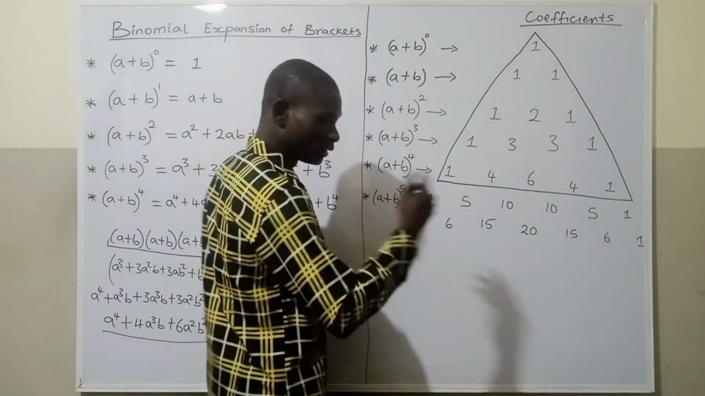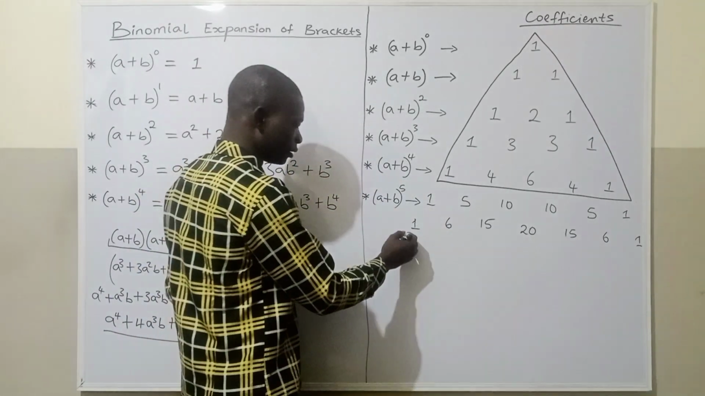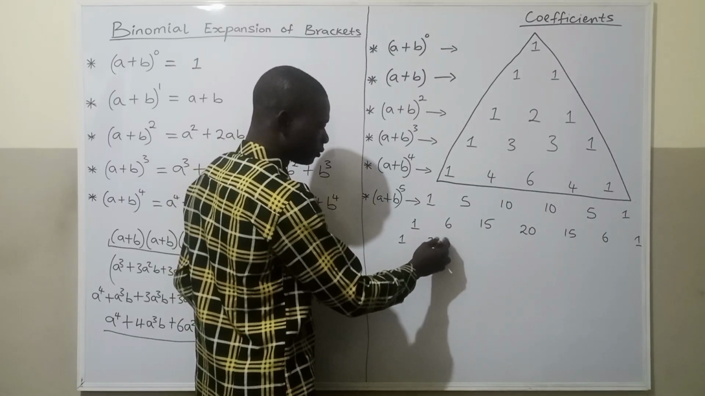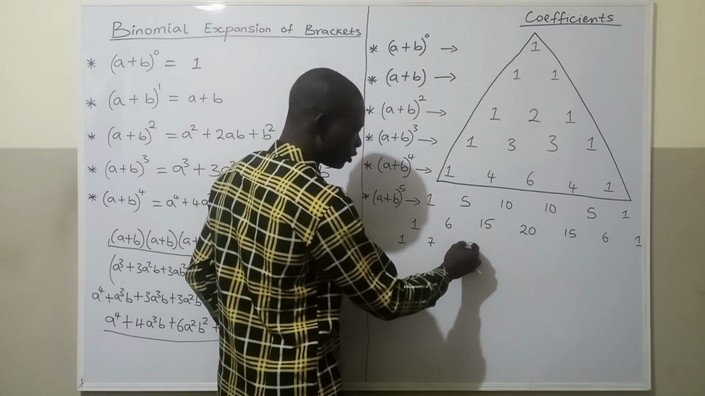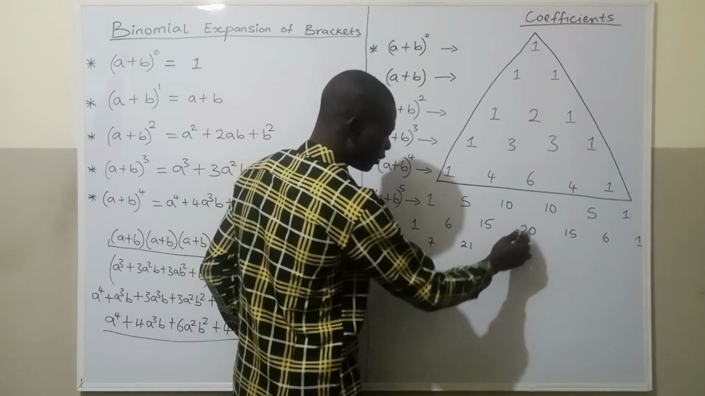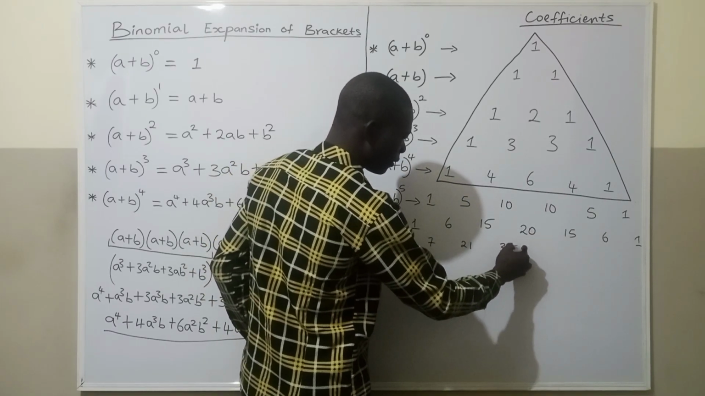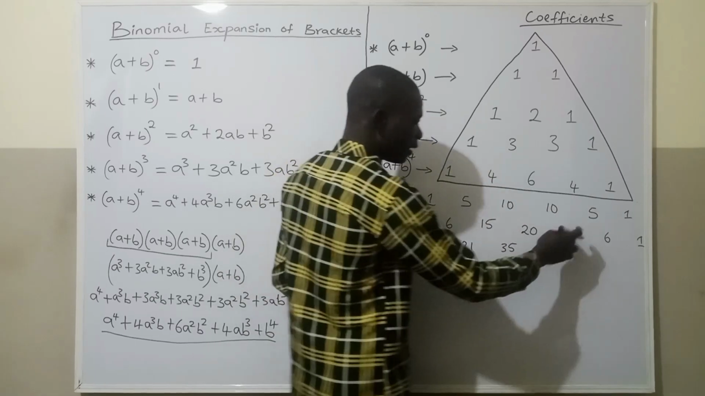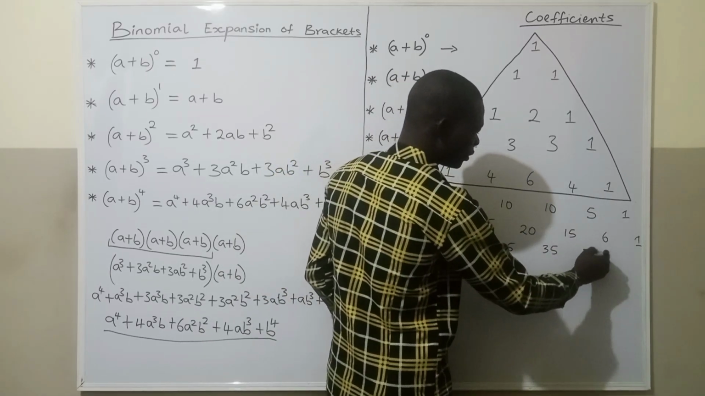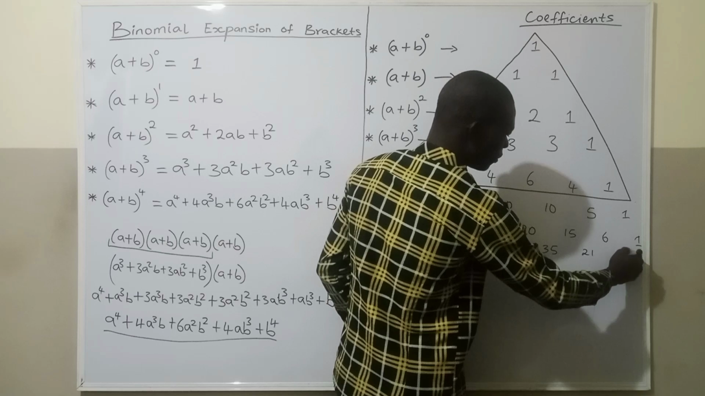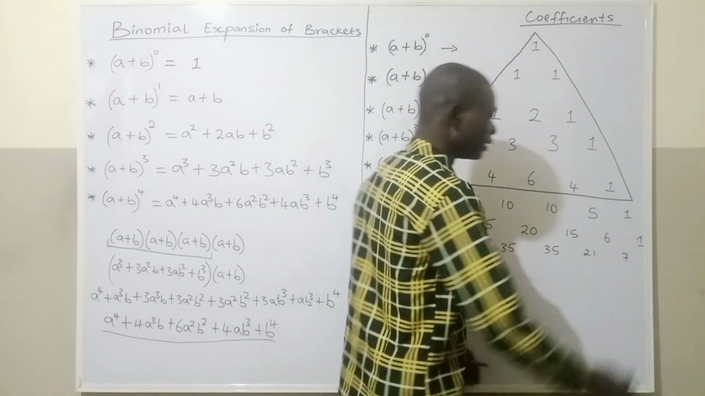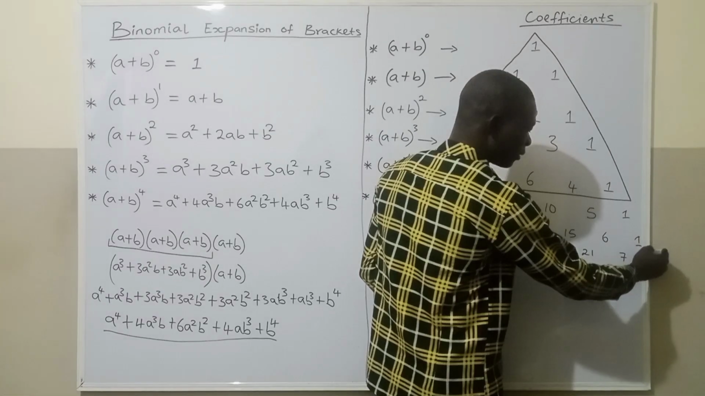And let's say we want to go for the 7th power. We're going to start with 1. 1 plus 6 is going to be 7. 6 plus 15 is going to be 21. 15 plus 20 is going to be 35. Then 20 plus 15 is also going to be what? 35. And then 15 plus 6 is going to be 21. 6 plus 1 is going to be what? 7. It's supposed to be the final one.